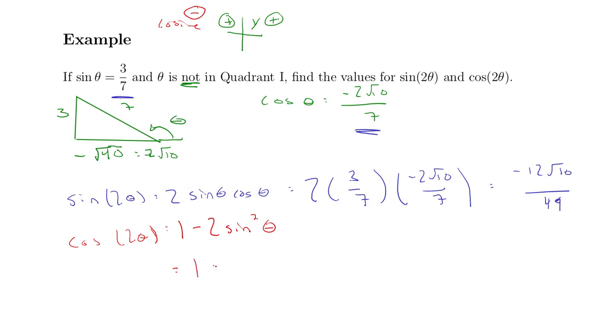So we're going to end up with 1 minus 2 times 3/7 squared. So this is 1 minus 2 times 9 over 49. So this is 1 minus 18 over 49. And here comes some arithmetic. 1 is 49 over 49. So 49 minus 18 is 31. So there we go. Cosine of 2 theta is 31 over 49 on this thing. That works out pretty well.